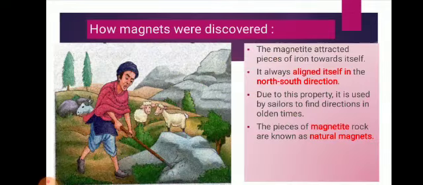Now the question is how magnets were discovered. There is an old story that magnets were discovered by chance by an old shepherd named Magnus, who lived in ancient Greece. Magnus used to take his herd of sheep and goats to the nearby mountain for grazing. He always took a wooden stick with him to manage the herd, and the wooden stick had an iron case at its lower end.